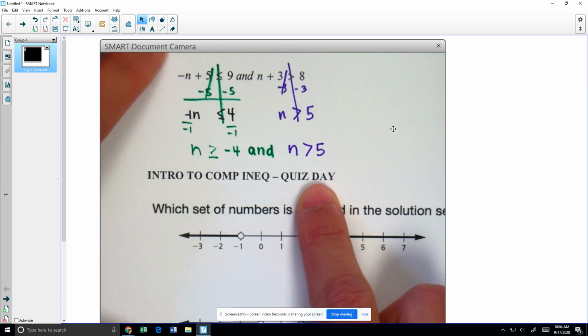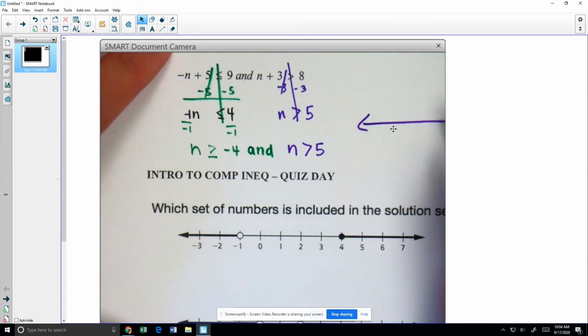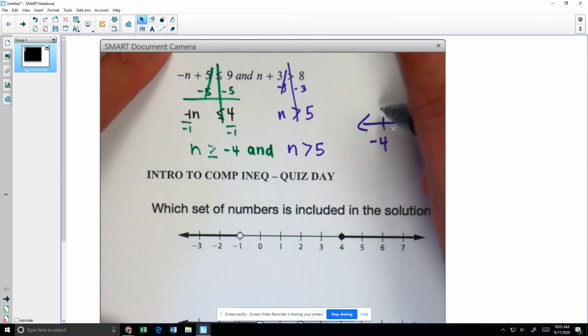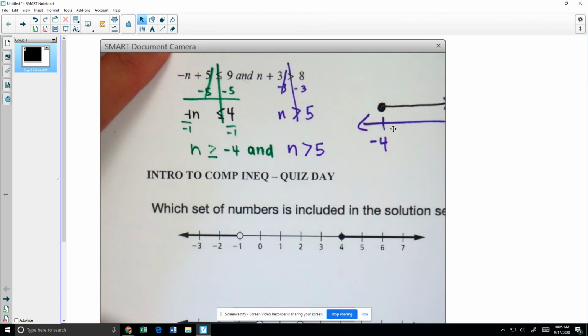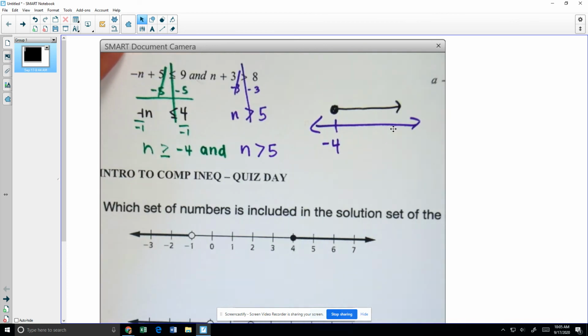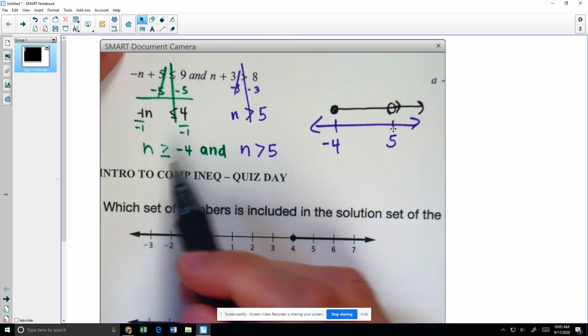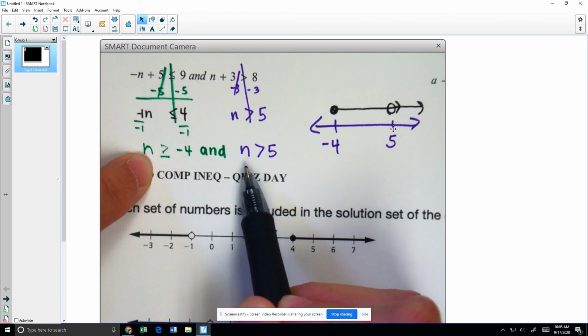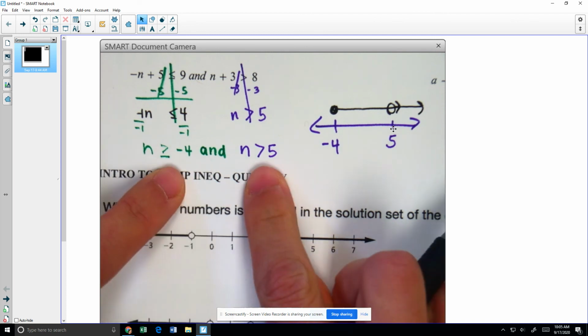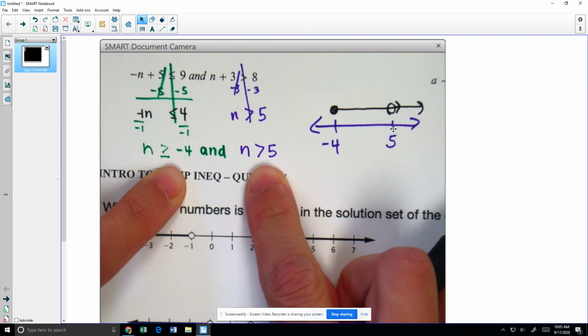Like, this is a weird problem. If I were to graph this, let me show you what that graph would look like. n is greater than or equal to negative 4. So solid dot, you go in this direction, and it keeps on going. Okay, but then n is also greater than 5. So here's 5, it's an open circle, and then you keep on going to the right. Do you see how these two answers kind of overlap each other? So which one should I keep, do you think? n is greater than 5.